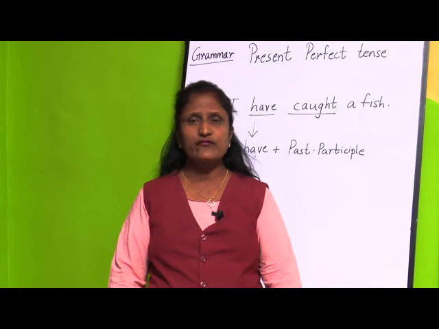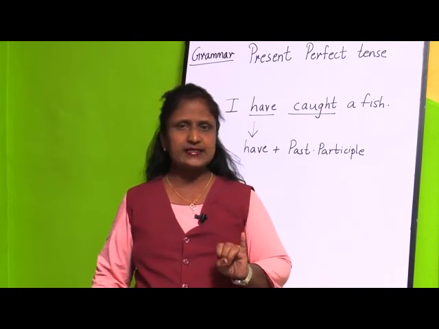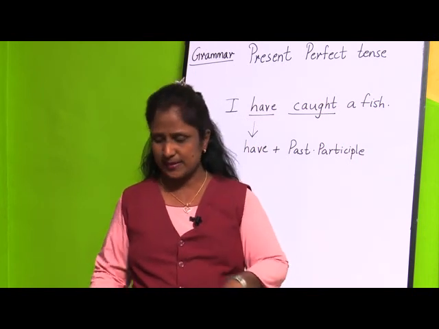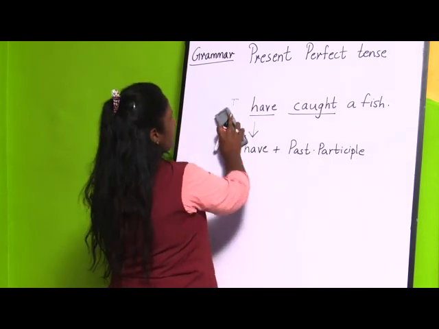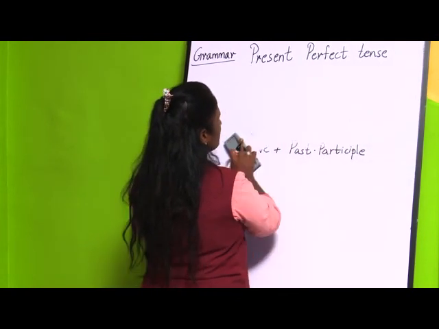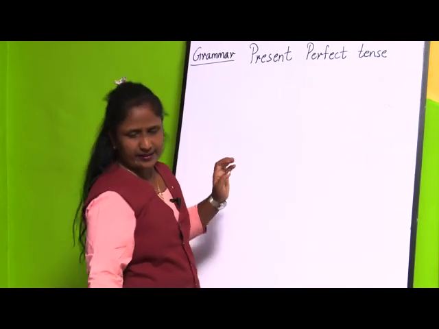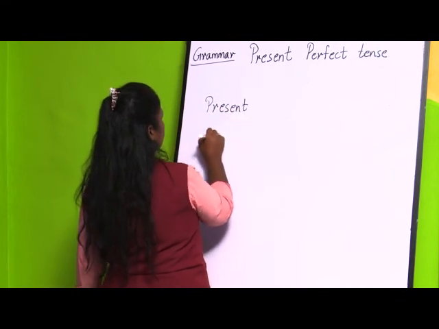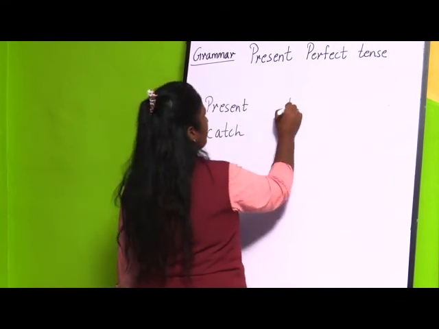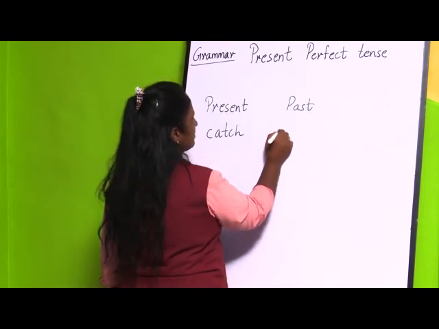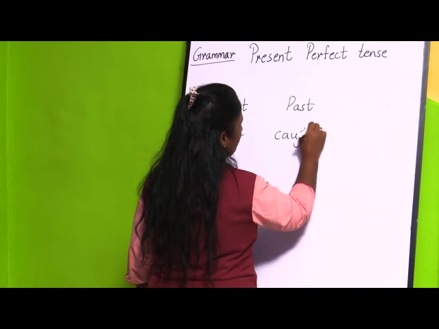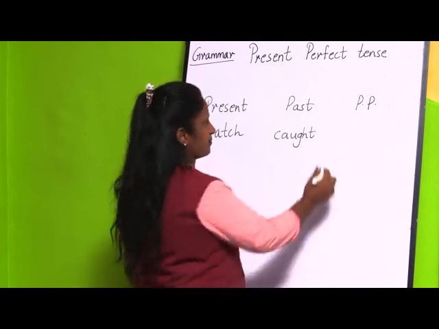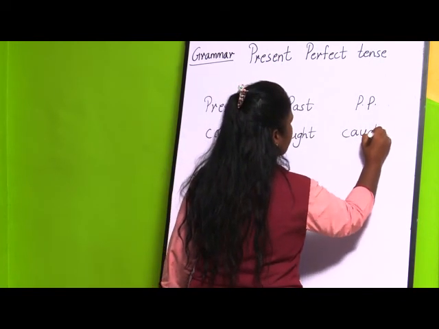Now next, I told you a verb has three major forms, that is present tense, past tense and past participle. Now how do we write those? See, present, past and past participle. Suppose I take one word, catch. Present, catch. What will be the past tense of catch? It will be caught. Just now we have seen the example. Now what is the past participle of caught? It is the same, it will be as it is.